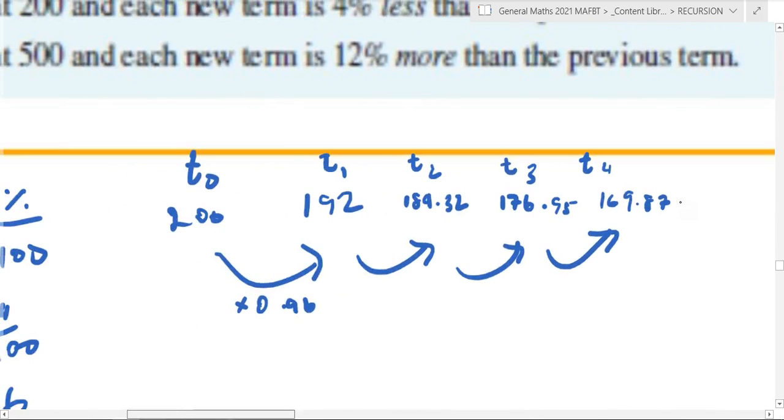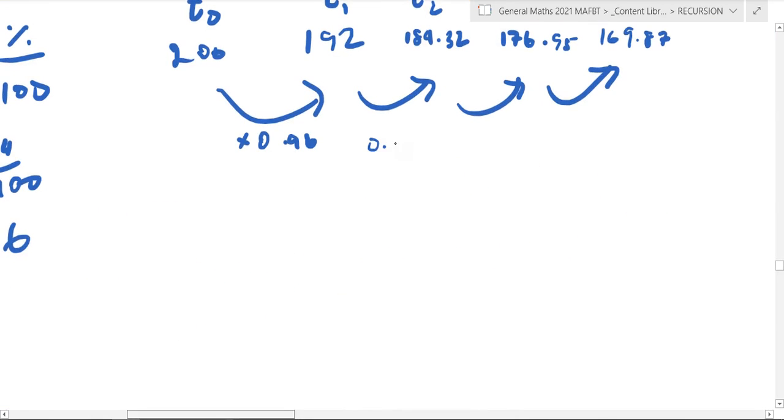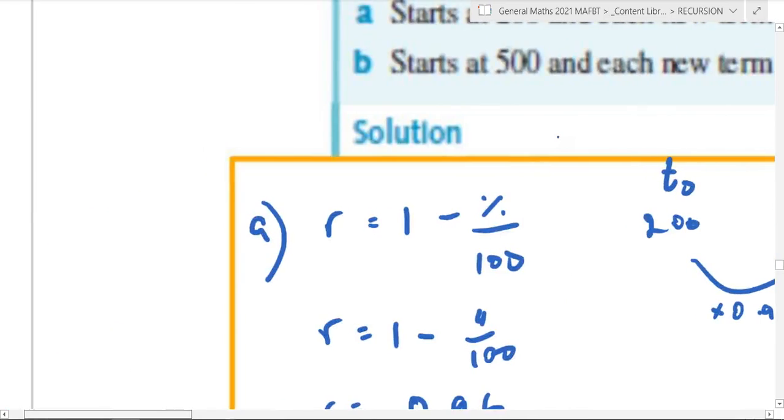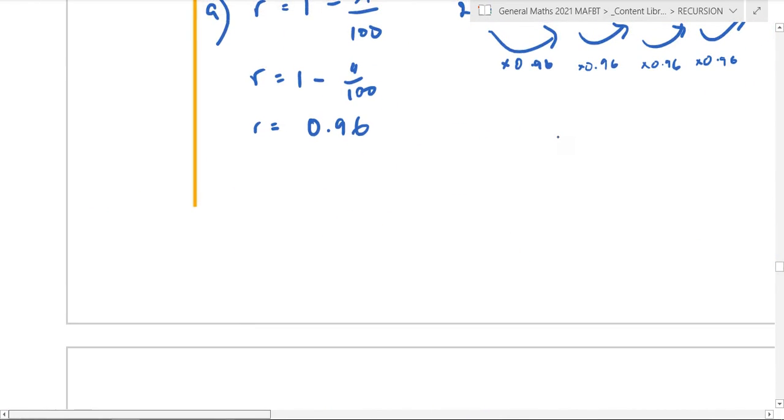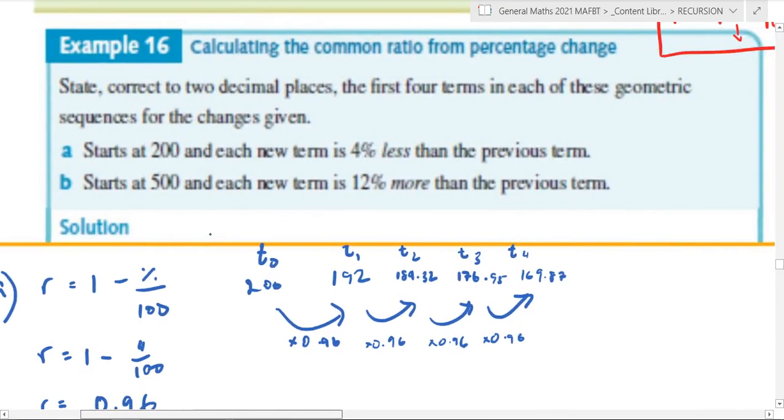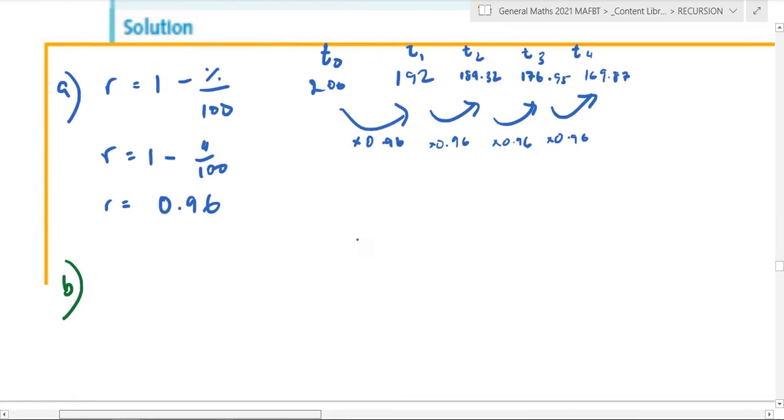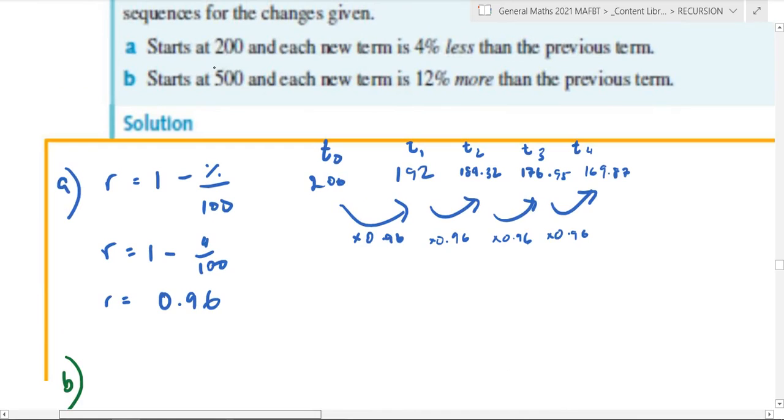So notice again how, because you're multiplying with a number less than 1, see how the values tend to decrease. All right, part B, probably a similar thing, but instead of decreasing, it's going to be increasing. So we're going to repeat the process, but instead of decrease, we're going to increase. So read the question again. Starts at 500, so that's my starting term, and it's going to be 12% more. So this time it's increasing.